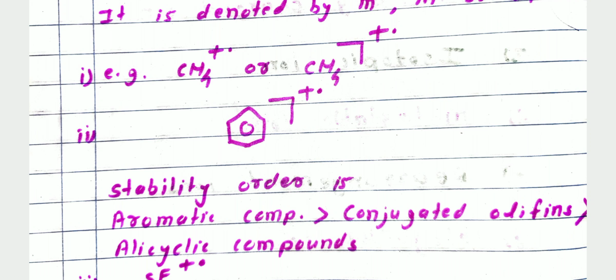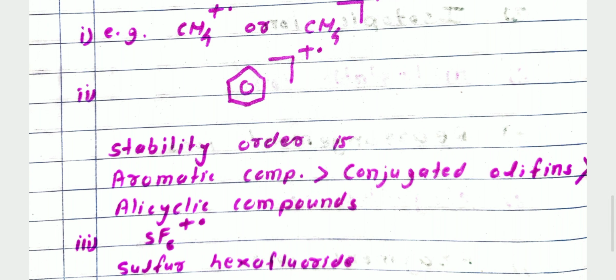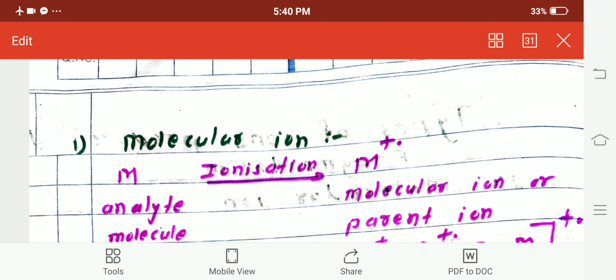The stability of the molecular ion increases if the molecule contains a pi electron system. Therefore the stability order is given here. Aromatic compounds are more stable than conjugated olefins, for example 1,3-butadiene. Conjugated olefins are more stable than alicyclic compounds. Therefore the stability of the molecular ion increases if the molecule contains a pi electron system. This is the first fragment, the molecular ion.